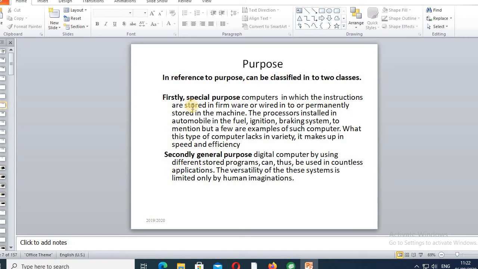What we have to consider is that the first is the special purpose computer, in which the instructions are stored. Instructions are stored where? These are the operating systems and the programs that make us do things. So it can be firmware or wired. When we say it is firmware, it means it can be permanently stored on our machine, or it can be wired. Are we together? Or it can be embedded.